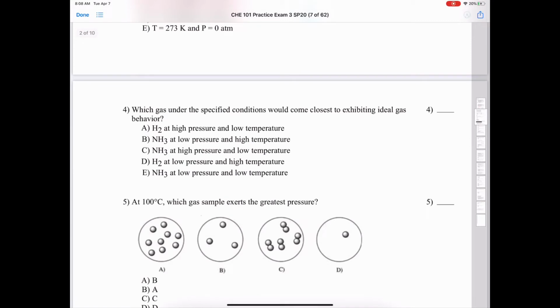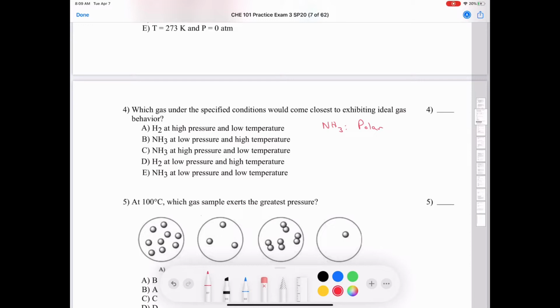The next question asks us, which gas under the specified conditions would come closest to exhibiting ideal gas behavior? So you can see that in the 5 answers, there's 2 gases. There's ammonia and there's hydrogen. And ammonia is a polar molecule. And if you take a look at the molecular geometry of ammonia, you can see that it's trigonal pyramidal, and overall there's a dipole. And you might remember that gases are most ideal when they're nonpolar.